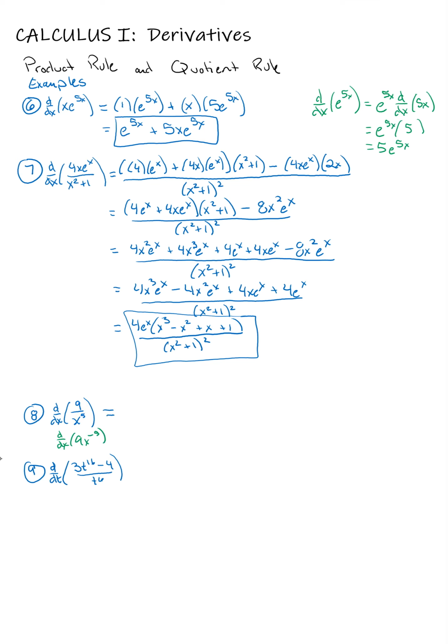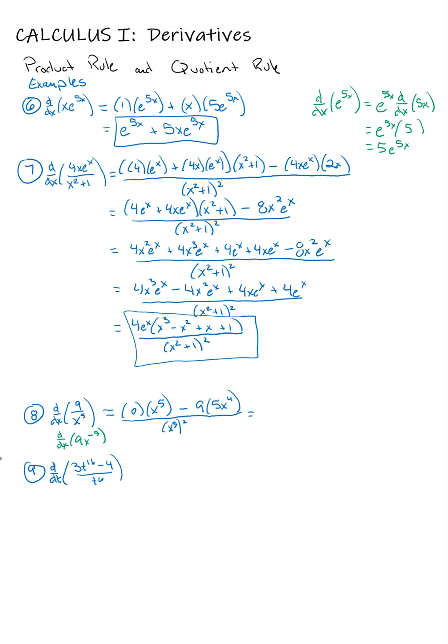So again, the quotient rule says take the derivative of the numerator. Well, that's just 0 times the denominator, x to the 5th, minus the numerator times the derivative of the denominator. Well, the derivative of x to the 5th is 5x to the 4th using the power rule there. All of this is over the denominator squared.